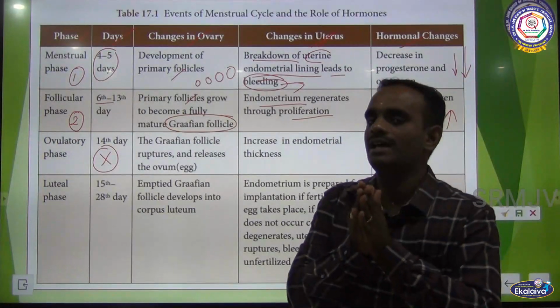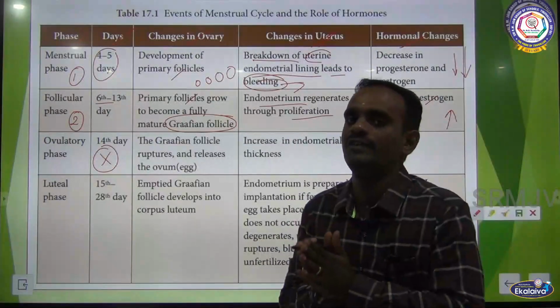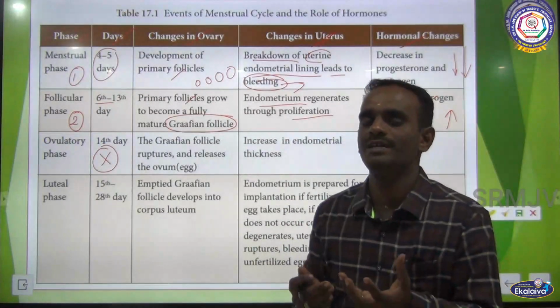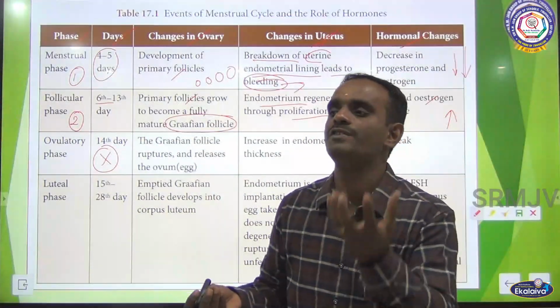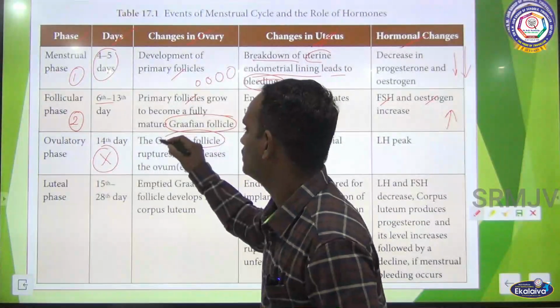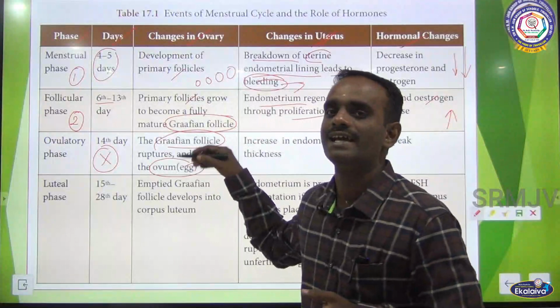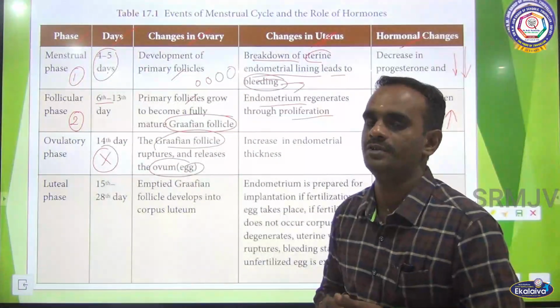It takes place on the 14th day. Only on that day does that particular phase take place, and it is called the ovulatory phase. What does ovulatory phase mean? The release of a mature egg from the Graafian follicle. So the Graafian follicle ruptures and releases the ovum, that is the egg. That takes place on the 14th day, and it is called the ovulatory phase.